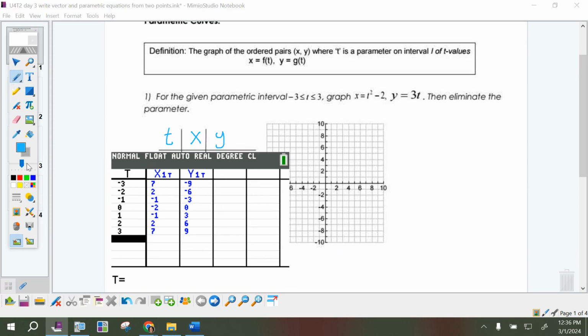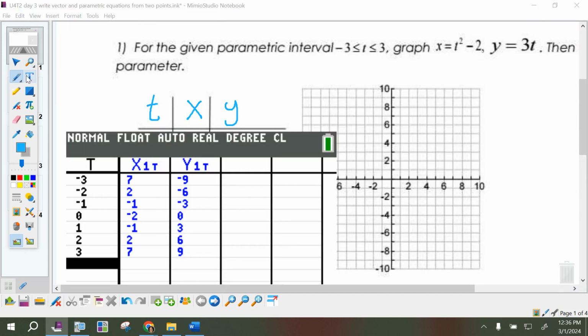All right, so then when we graph, I've got 7, -9. -2, -6, -1, -3. This looks like a parabola on its side. All right, 2, 6.